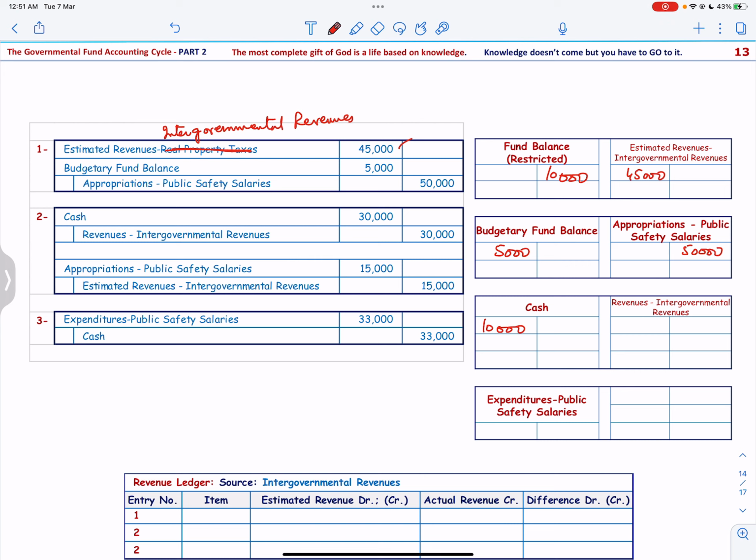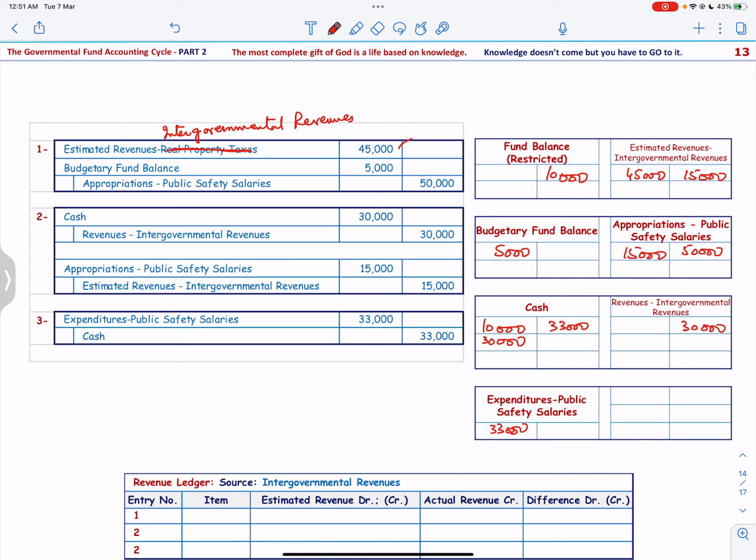Cash is debit by 30,000. Revenues intergovernmental is credit by 30,000. Then appropriations are debit by 15,000 and estimated revenues are credit by 15,000. And then expenditures, public safety salaries is debit by 33,000 and cash is credit by 33,000.